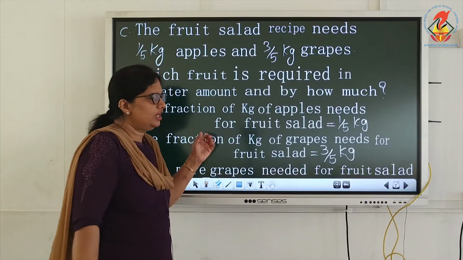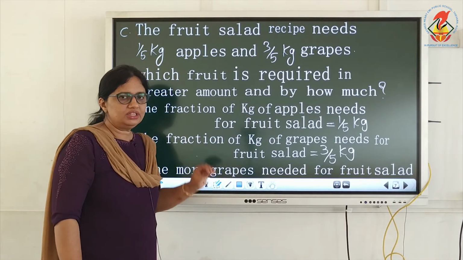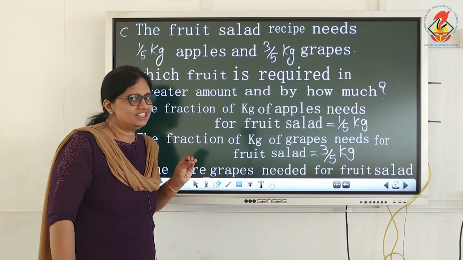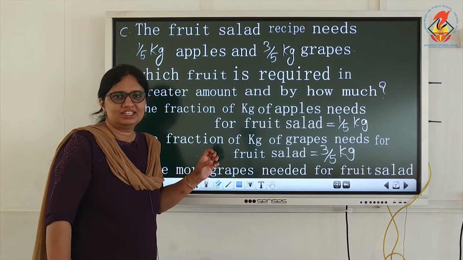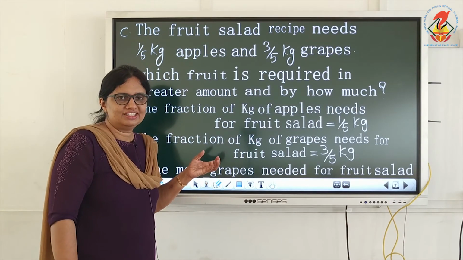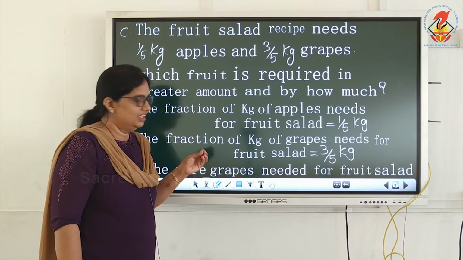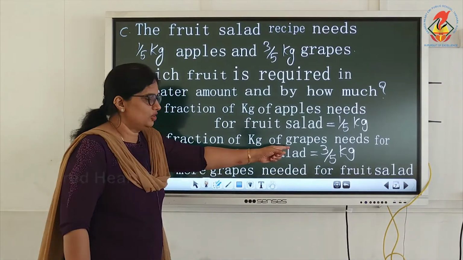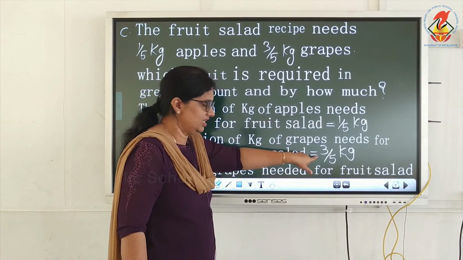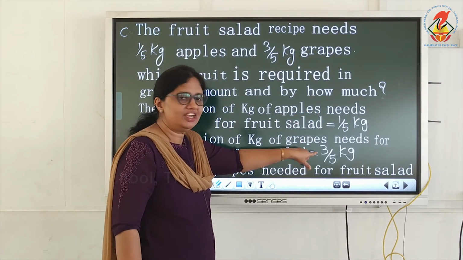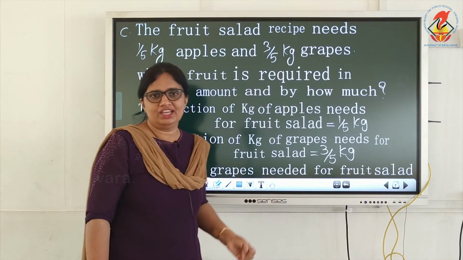Which one is greater here, 1 by 5 or 3 by 5? That is 3 by 5. So which fruit do we need more? That is grapes only, right? Because see the numerators, here 1 by 5, here 3 by 5, 3 is greater than 1. So which one is greater? Grapes are needed more, right?